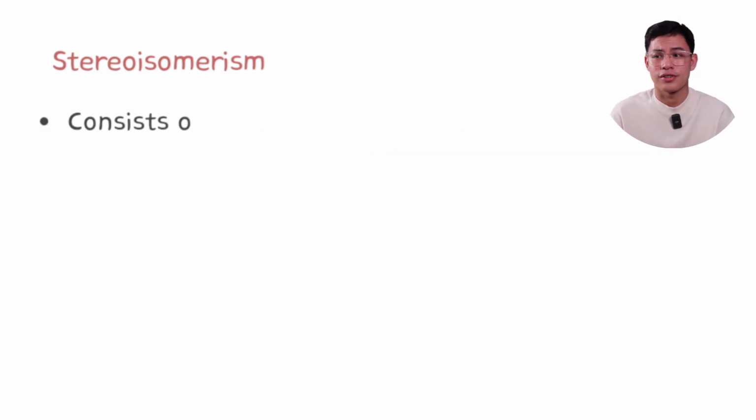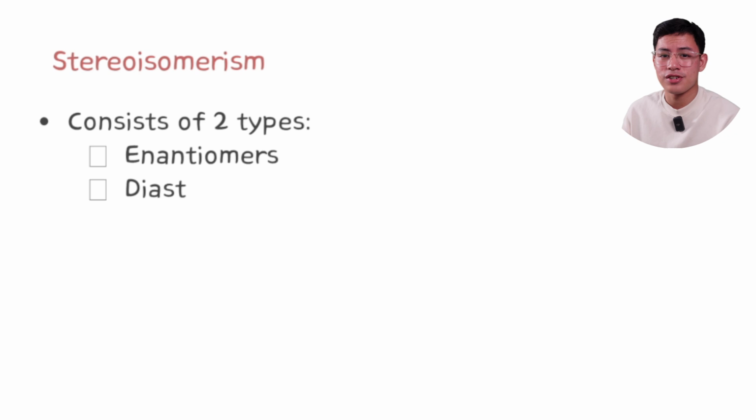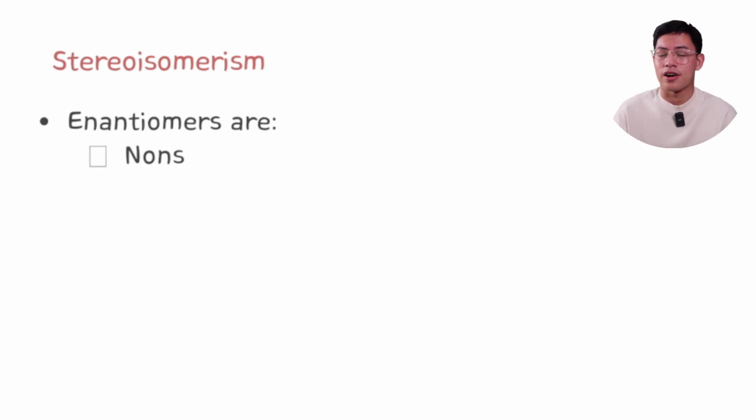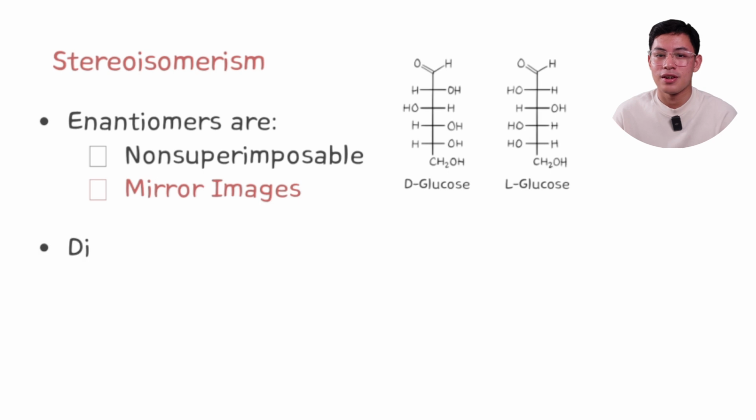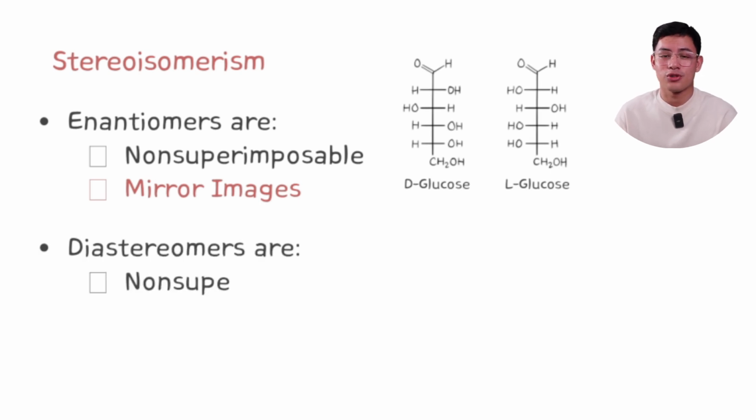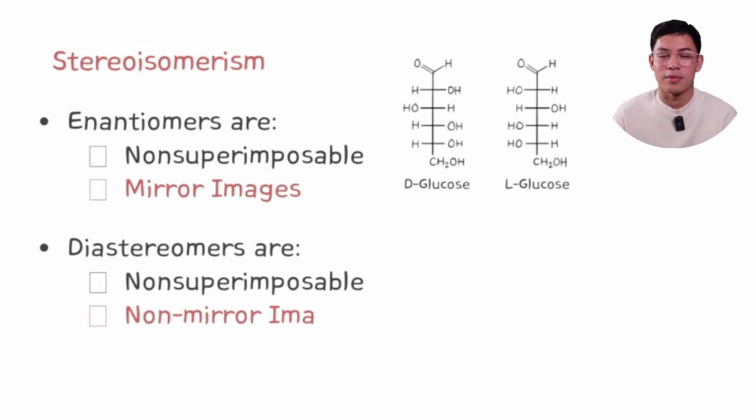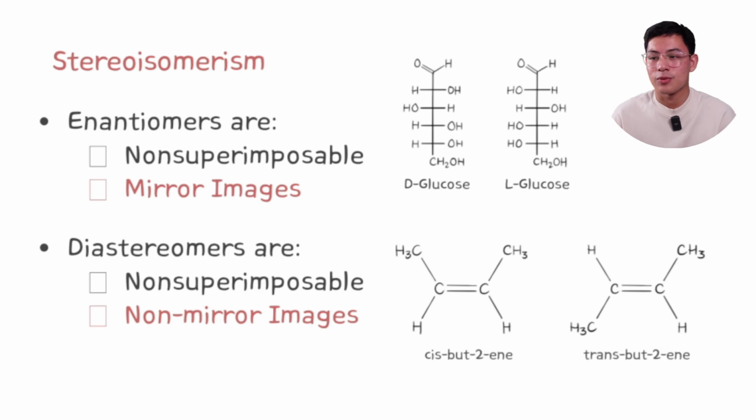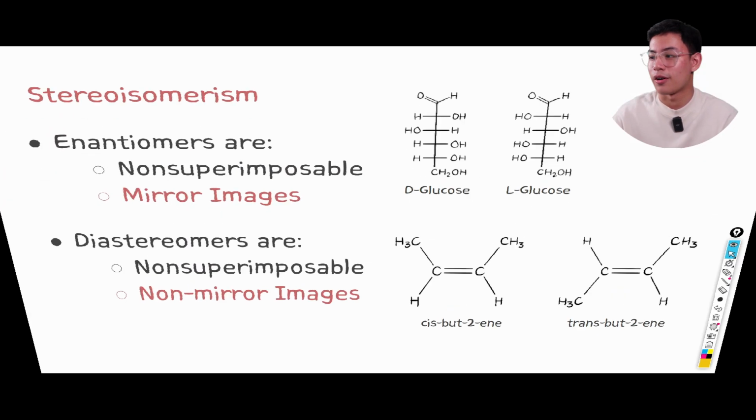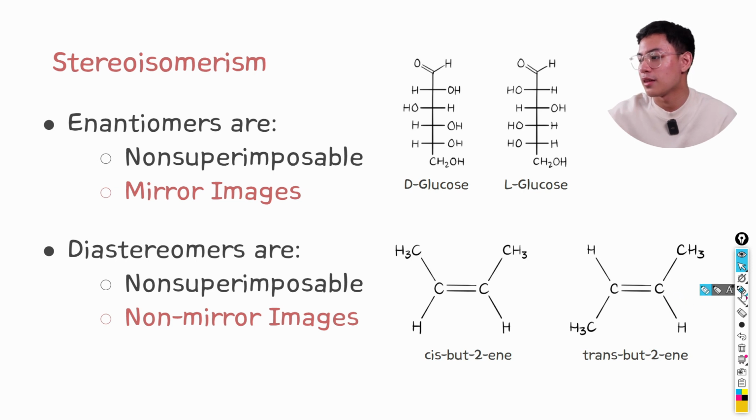Your stereoisomers are divided into your enantiomers and your diastereomers. Your enantiomers are non-superimposable mirror images, while your diastereomers are non-superimposable non-mirror images. What this means when we say non-superimposable is that they cannot be perfectly overlaid or stacked on top of one another. Your enantiomers, like D-glucose and L-glucose, are mirror images, meaning that they are the exact flip image of one another.